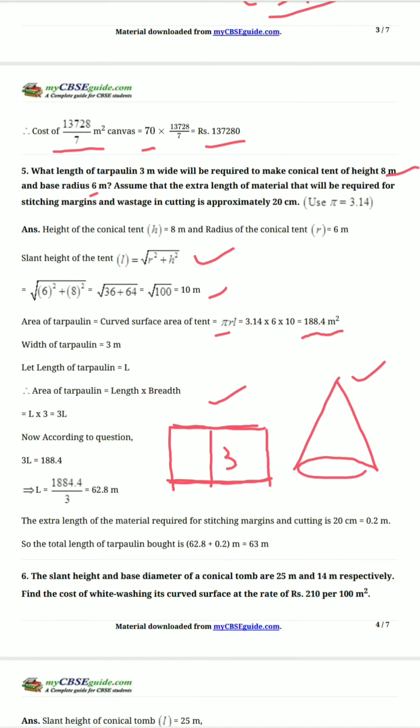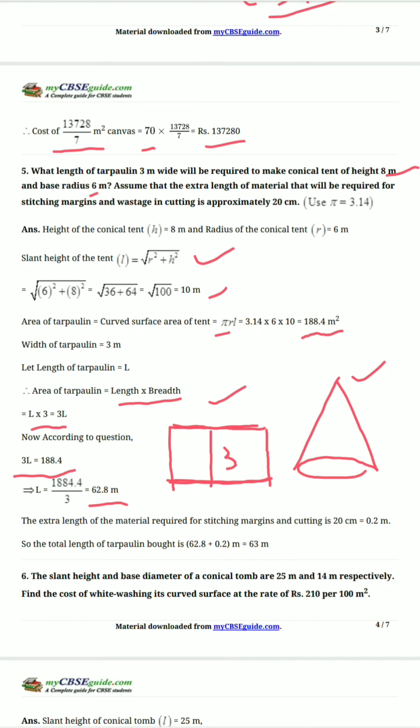Now this is the total cloth required for covering this conical tent. Now this should be equal to the area of this tarpaulin cloth. Area of tarpaulin cloth will be length into breadth. So length into breadth will be equal to 188.4 meter square. Length is not given here, breadth is given here 3, so it will be 3L. So 3L will be equal to 188.4. From here we will calculate the length, that will come 62.8 meter.